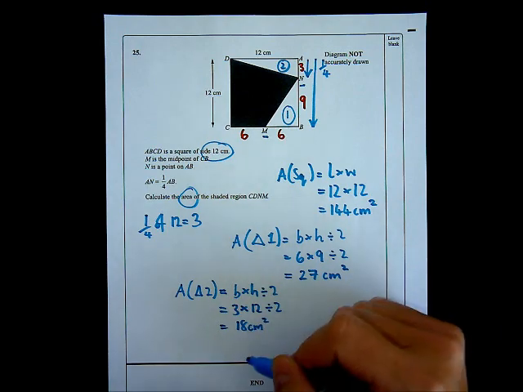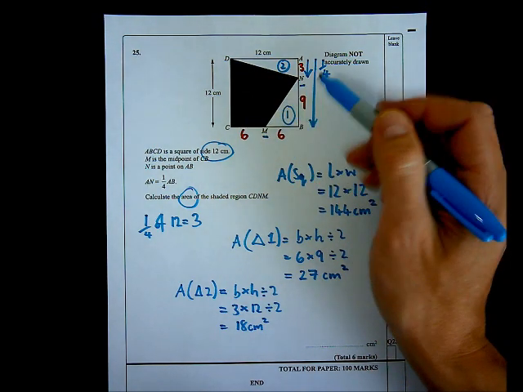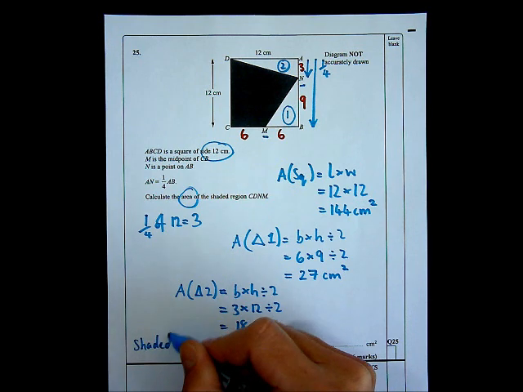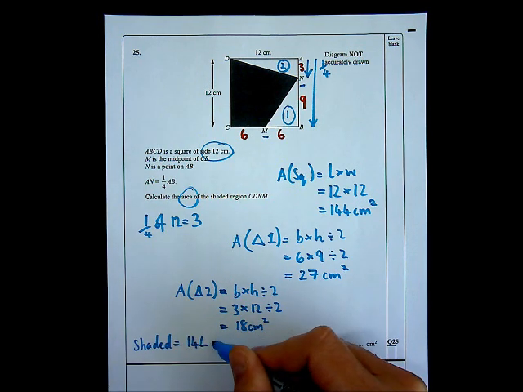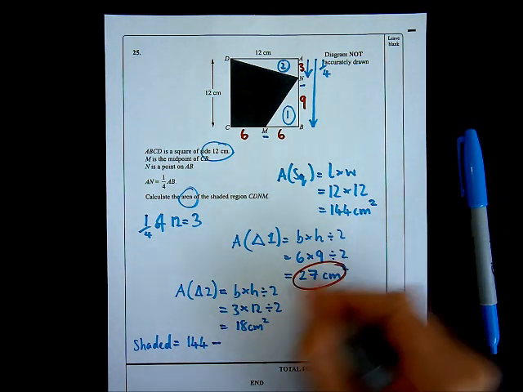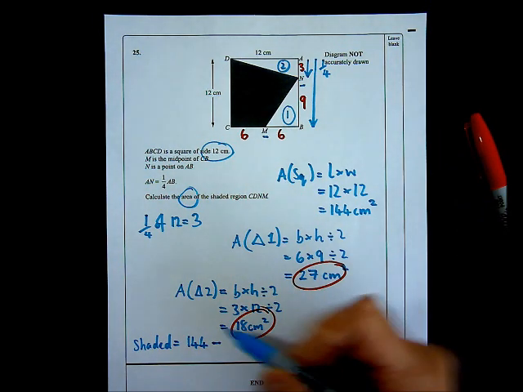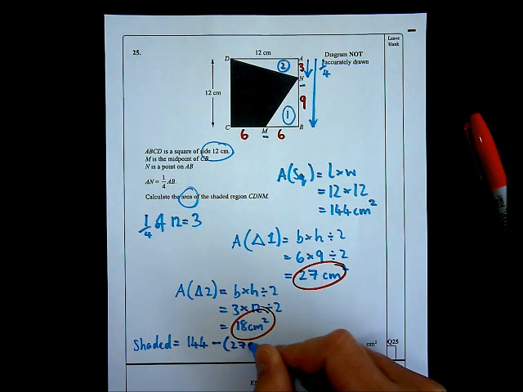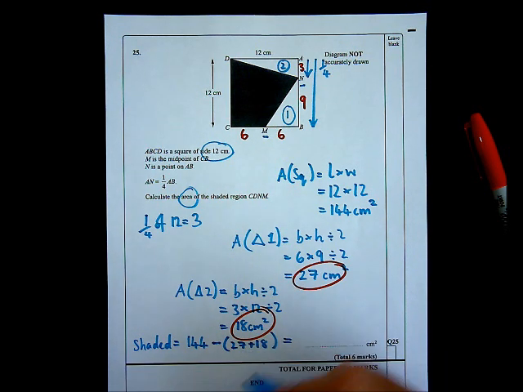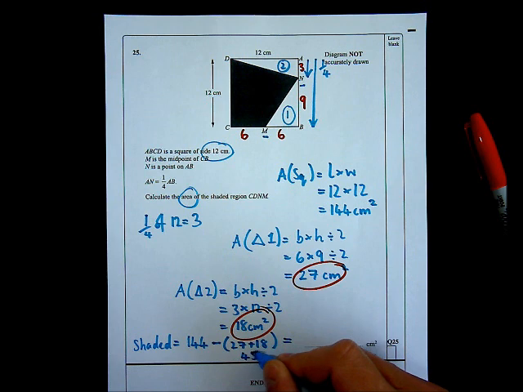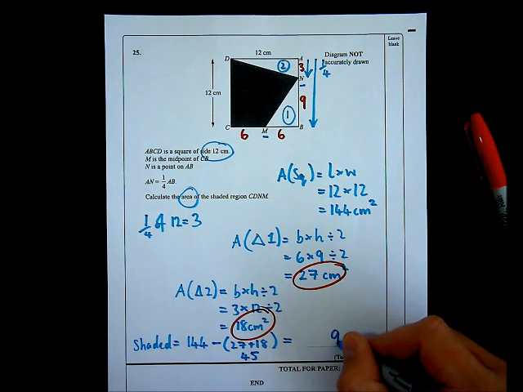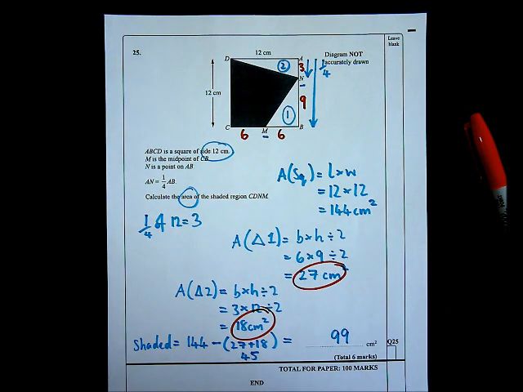So all I need to do now is work out the shaded area, which is going to be the difference between the 144 and I'm going to subtract from that the two triangular areas that I worked out, so the 27 and the 18. So I'm going to subtract from that the 27 added on to the 18. And that should give me the shaded area. Now 27 add 18 is going to be 45. So I'm trying to do 144, take away 45, which is 99 centimetres squared. And that concludes the exam paper.